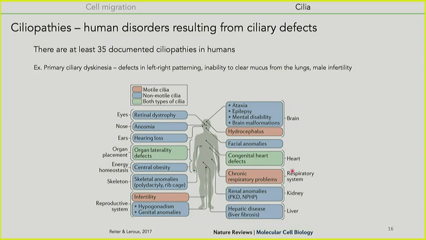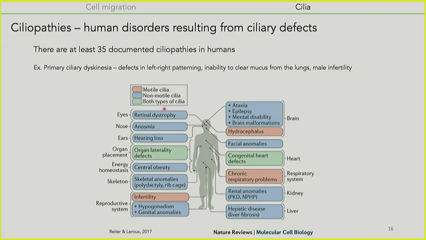Now, maybe underscoring the importance of cilia in our cells, there's a whole class of human disorders that are called ciliopathies that arise from mutations in genes that regulate ciliary function. So I pulled this from a recent review talking about ciliopathies. And what this is meant to show is that in these different colors are the type of cilia that's affected. And so you can see that disorders arise from both defects in motile cilia and also non-motile cilia. And it affects almost all of your body systems or body organs, right? And that's because cilia are found in almost all the cells of your body.